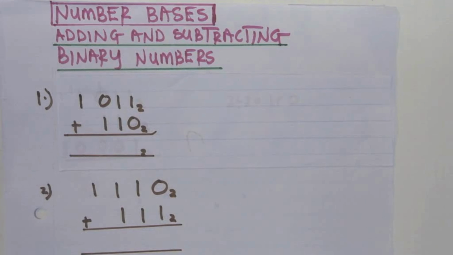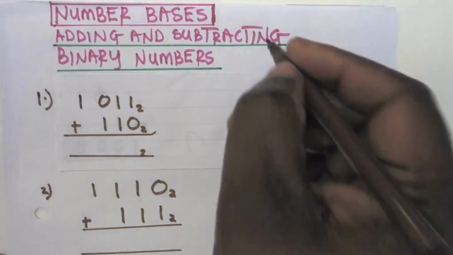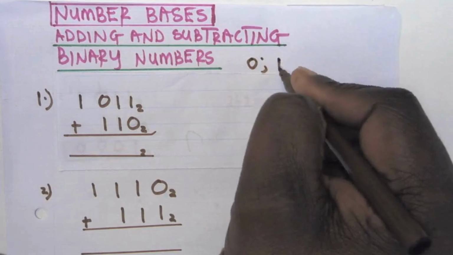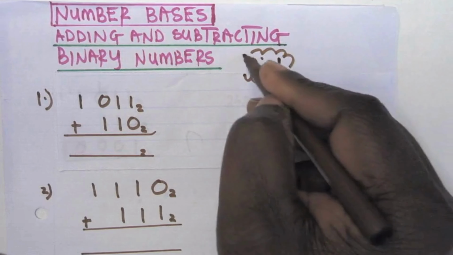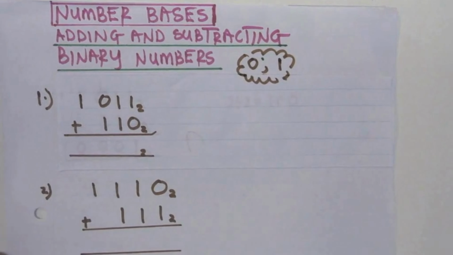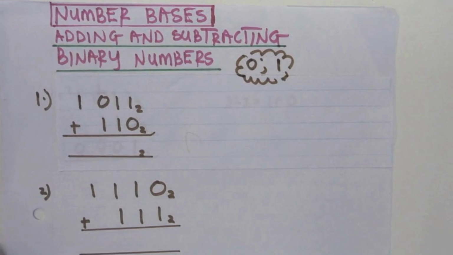In today's lesson, we are going to add and subtract binary numbers. Binary numbers are numbers which are in base 2. And in base 2, we only have two numbers: 0 and 1. And that's what we are going to work with. Number 1, let's do the addition.